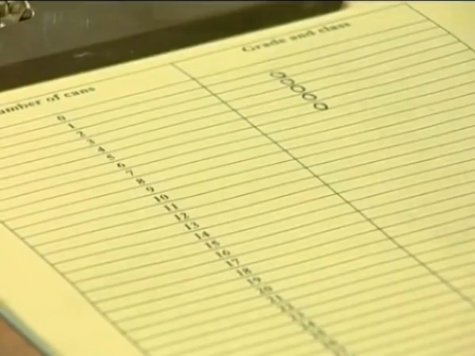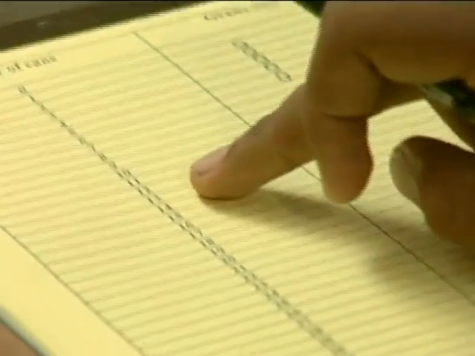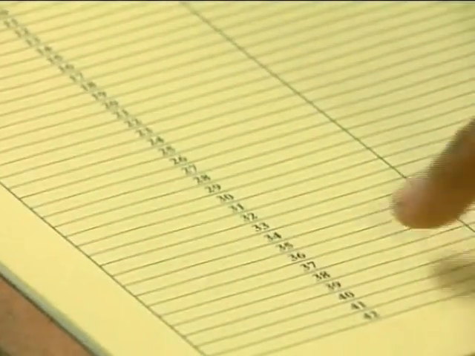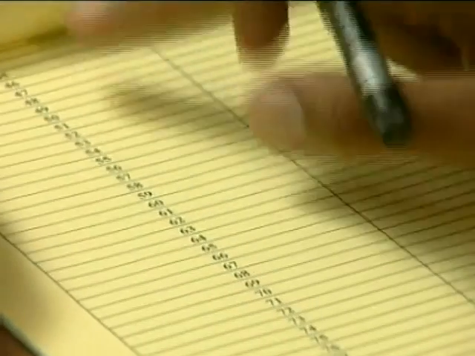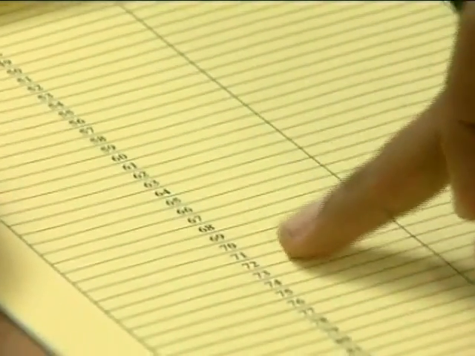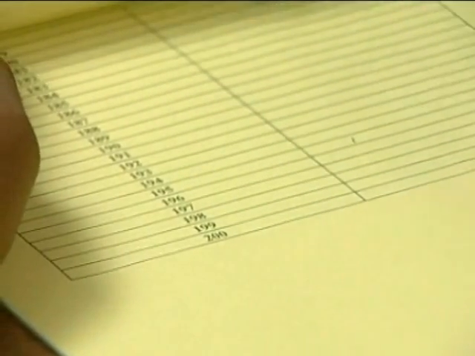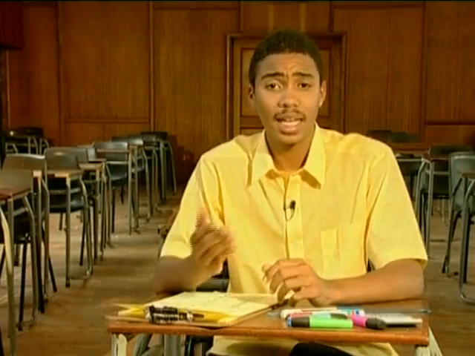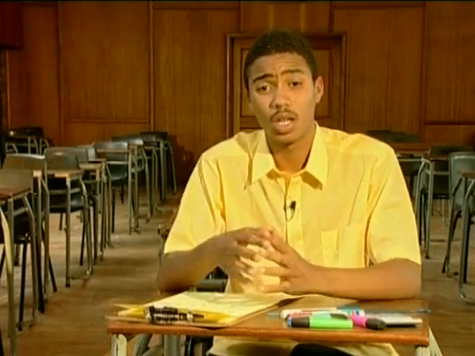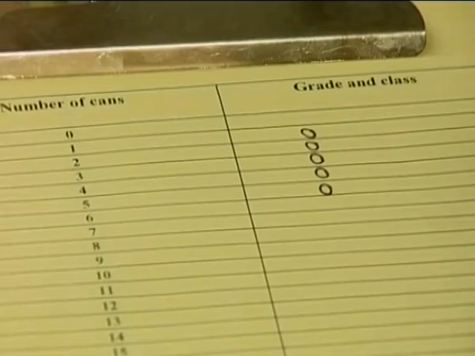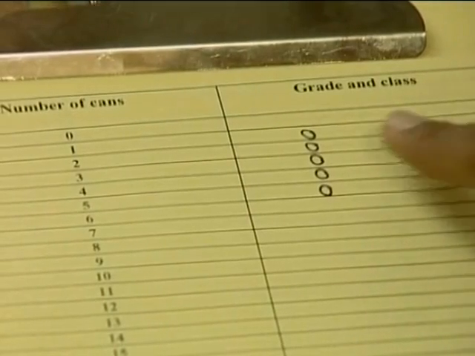We tried to do that. We wrote down all the numbers of cans, possibly from 0 to 200. Then we started putting tally marks for each class. Here's 8A with 84 cans, and here's 8B with 195 cans. But we realized we don't want to end up with so many separate bars plotted on the graph, and a lot of the numbers will end up with a 0 next to them.